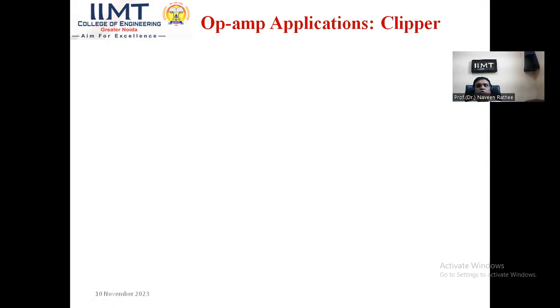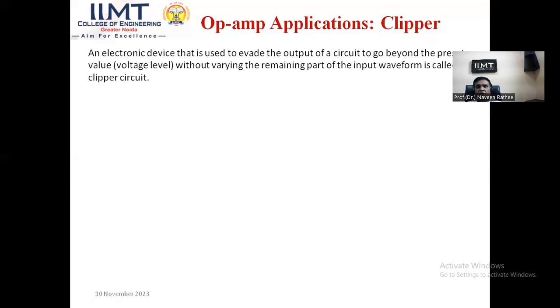in the output. So clipper is a circuit, is an electronic circuit rather, which is used to prevent the output of a circuit from going beyond the preset value, that is voltage level, without varying the remaining portion of the input waveform, and hence they are being named as clipper circuit.